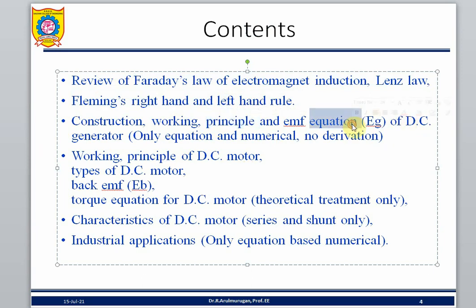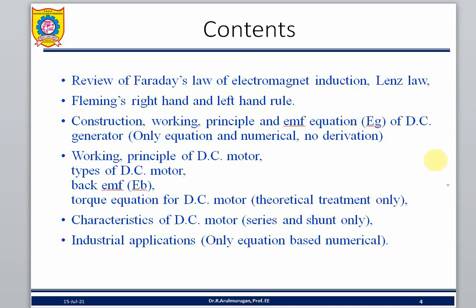So what is the equation? One more question, already discussed in the last class. Next, write down the induced EMF equation of the DC generator. It is denoted E_G equals phi Z N P divided by 60 A. That is the induced EMF.